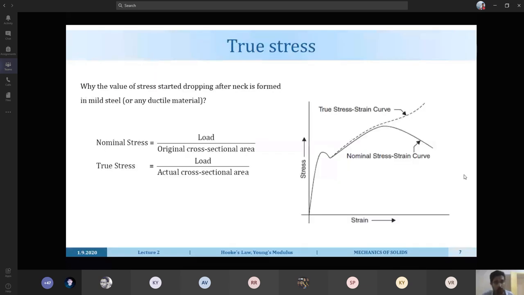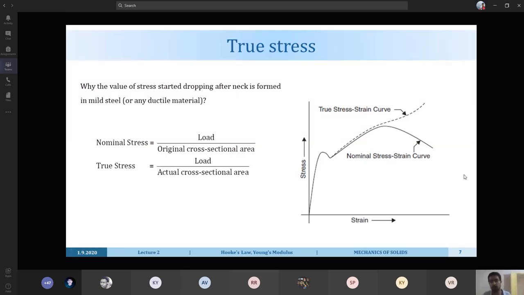So the reason is that in the last class we defined stress as load with respect to the original cross-sectional area, the cross-sectional area before loading the specimen. There is another term called true stress, which is basically the load divided by the actual cross-sectional area. Actual in the sense of the instantaneous cross-sectional area.